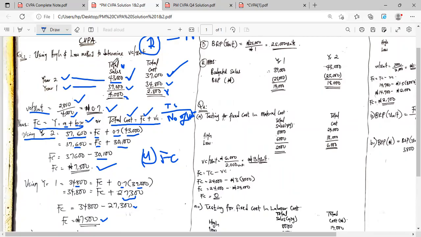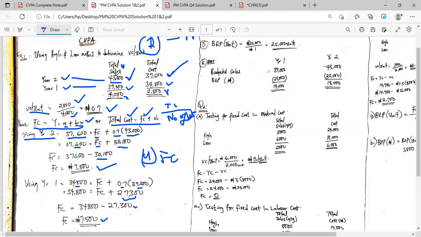In some questions, you will just see number of units sold and total cost. Do the same process. But if you're already given the number of units here, you don't need to go and be dividing by 1 naira again. Because what we need here is number of units.